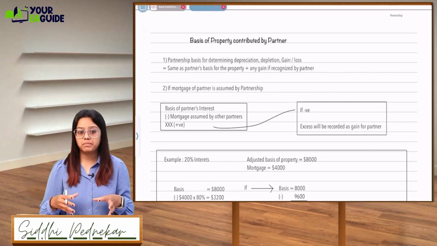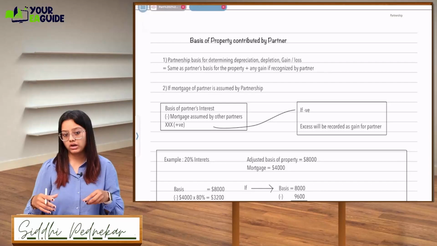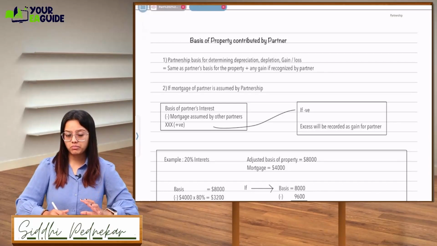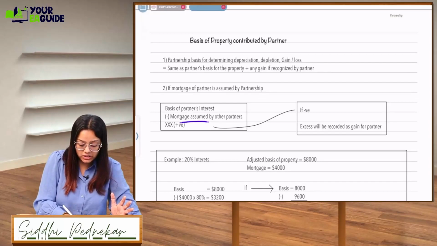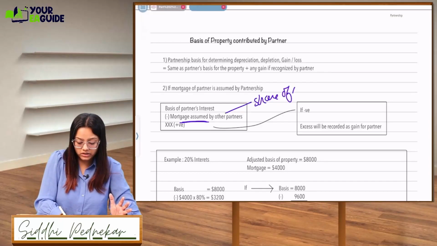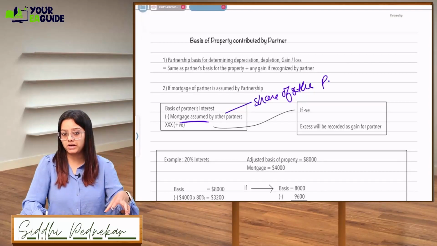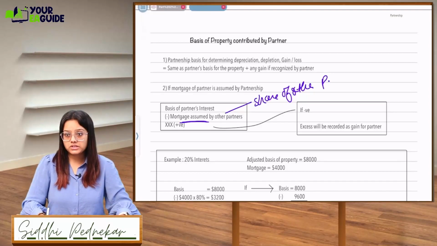Next is basis of property contributed by partner. Basis will be simple. You have to check whether there is a mortgage or not. If there is a mortgage, you have to reduce the mortgage percentage into the outstanding mortgage. The percentage will be the share of other partners. You'll have to reduce it from the basis of the partnership interest.